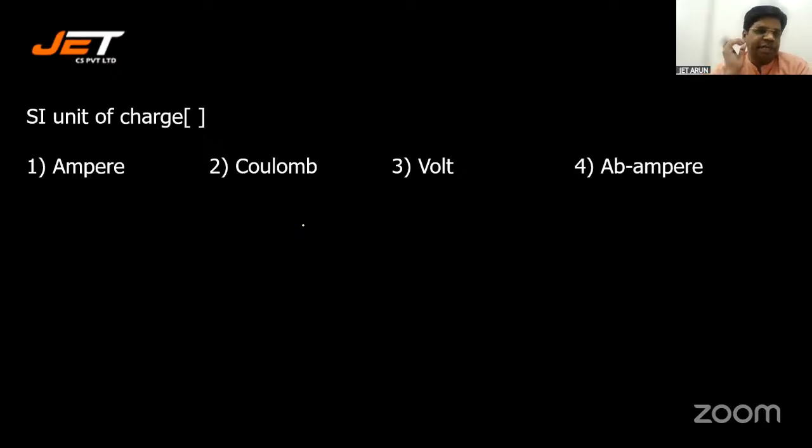Look at this one. SI unit of charge. A factual question. You don't have to calculate or do anything here. Should be very quick. Yeah, answers are pouring in. Let me just check the answers are correct or not. The SI unit of charge. Pranita, good. Ashwita, good. Abdul, Charan, Sahasra, Tejasri. Excellent. I really appreciate your participation.